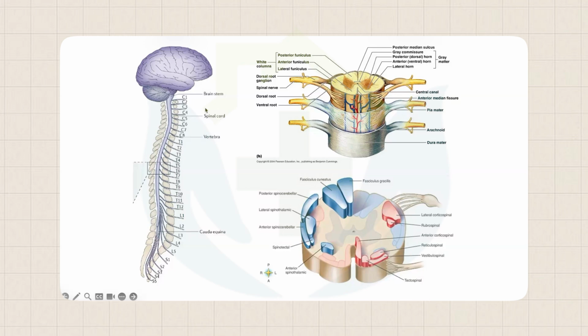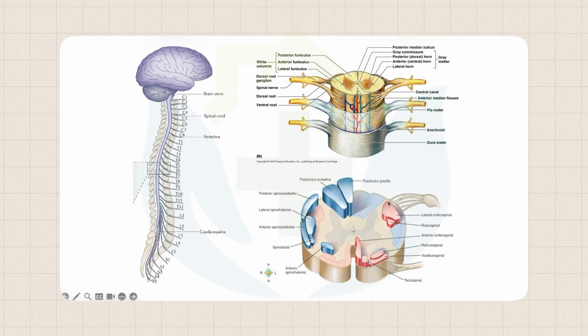As we already know, T1 to T12, the thoracic part, is mainly sympathetic outflow, and the lumbar part is parasympathetic outflow. If you divide the spinal cord cross-sectionally, you have three components: anterior, lateral, and posterior. Anteriorly, you have mainly the motor tracts: the anterospinothalamic tract, reticulospinal, and vestibulospinal tracts.